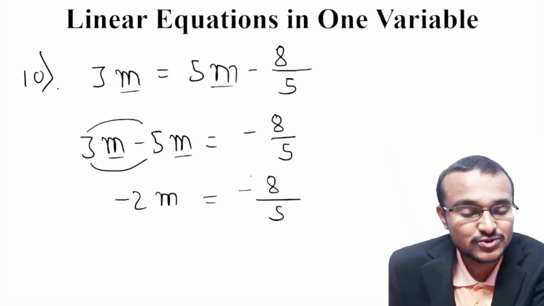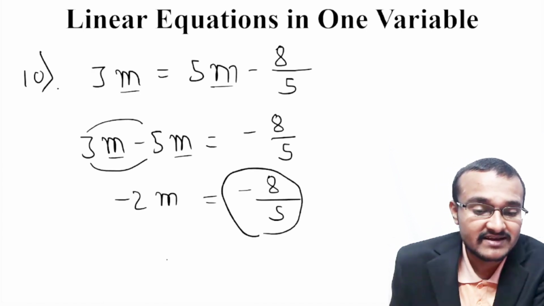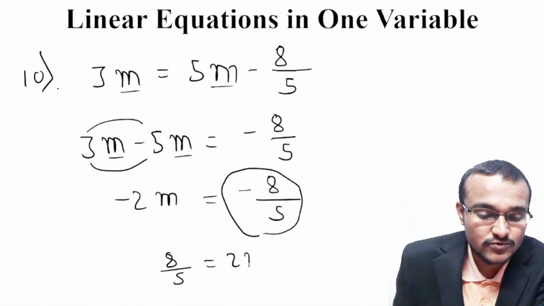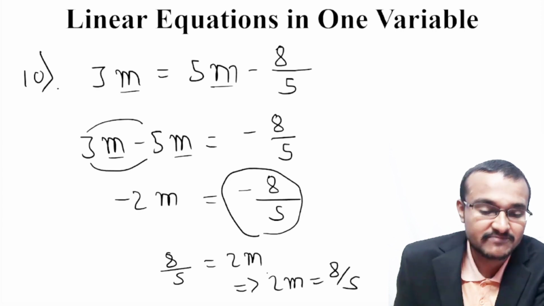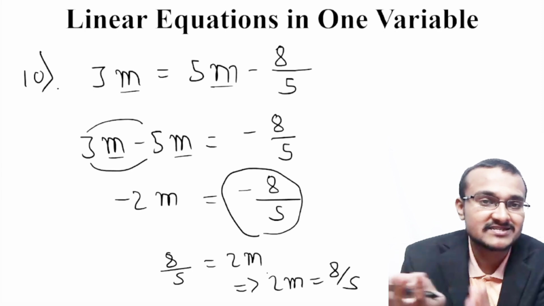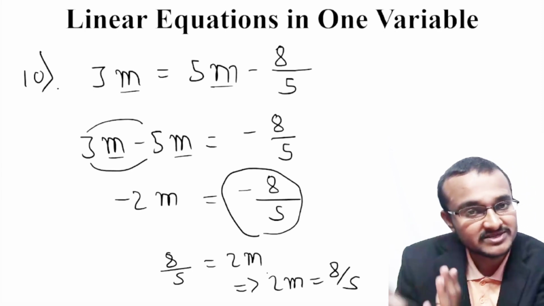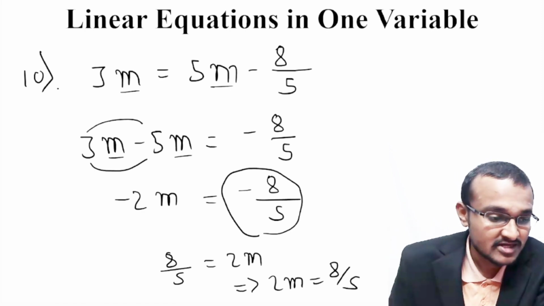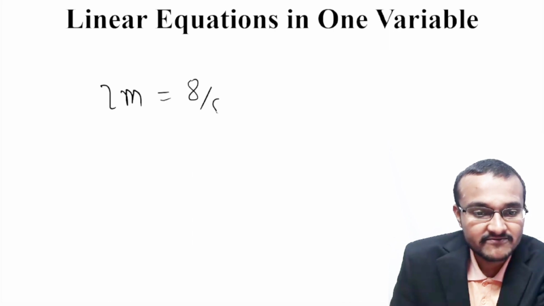So you can bring this to right hand side, and you can bring this minus 8 by 5 to left hand side. So that will become 8 by 5 is equal to 2m. Or you can write this as 2m is equal to 8 by 5. Because you have subtraction on both sides, so when you interchange, plus will be there. So you can actually equate it as 2m is equal to 8 by 5, or 8 by 5 is equal to 2m as well. So now you have equation 2m is equal to 8 by 5.